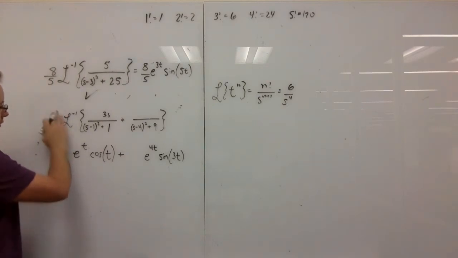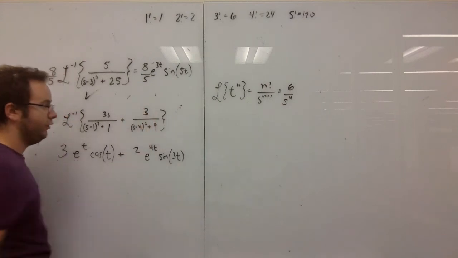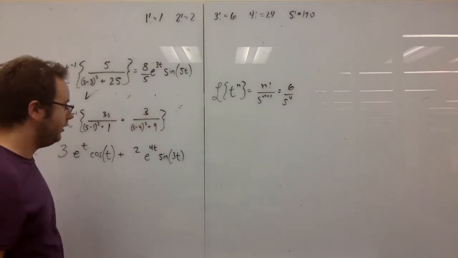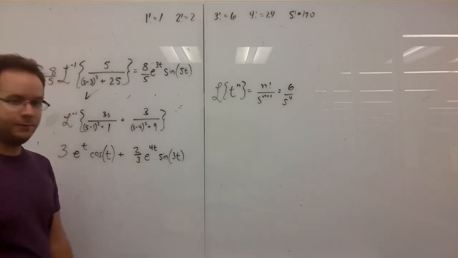I guess technically I should put it here. We'll take a 2 out. But I'm going to put a 3 up top. I can't put a 3 up top, though, just willy-nilly, unless I do what? Divide by 3 out here. There's your answer.